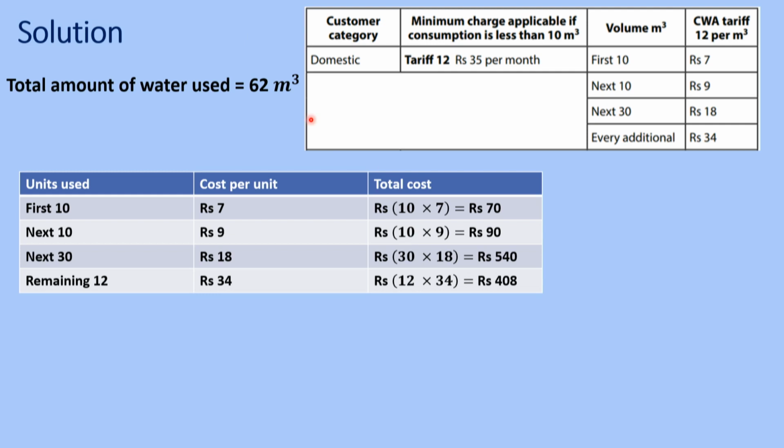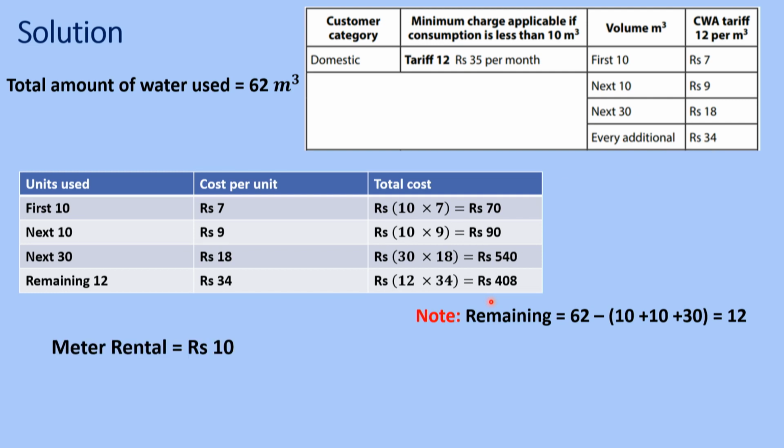And Mrs. Smith has used 62 meter cubes. So this means that there is still 12 meter cubes to pay. 62 minus 10 plus 10 plus 30. So we have already paid for 10 plus 10 plus 30. That is 50. And we need to pay for the remaining 12 units. So for every additional meter cube, we need to pay 34 rupees. So it's going to be 12 times 34. That is 408. And don't forget that we also need to pay for the meter rental, 10 rupees.